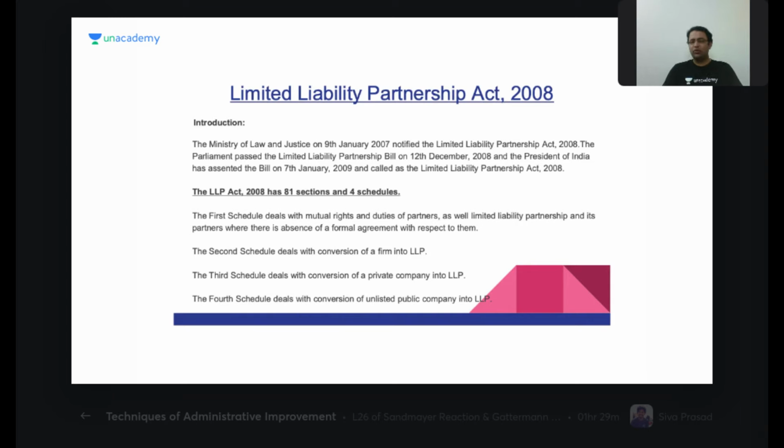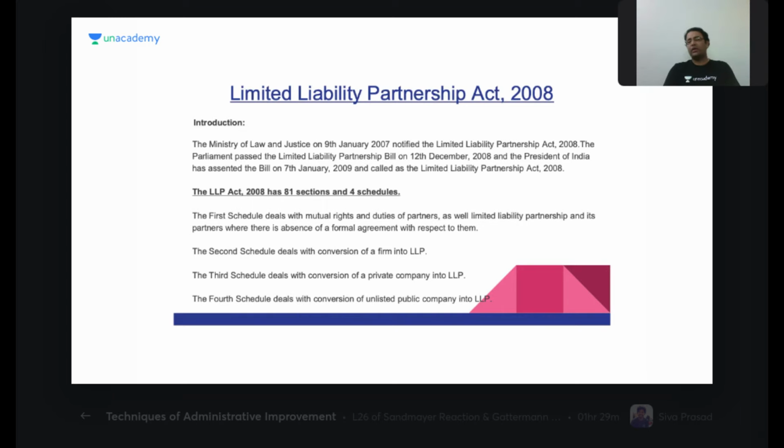Like I told you, in the Indian Partnership Act 1932, the most important document in a partnership firm is the partnership deed. Similar to a partnership deed, there is also a partnership agreement in the case of a limited liability partnership. We shall discuss that a little further. So, the first schedule talks about the interrelation of the partners among themselves and the partner and the LLP as a whole, which we will discuss further in slides. The second schedule deals with conversion of a firm into LLP.